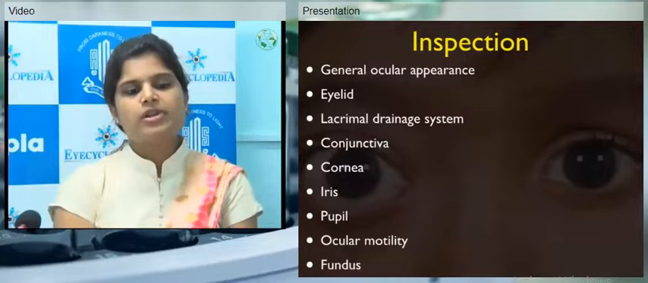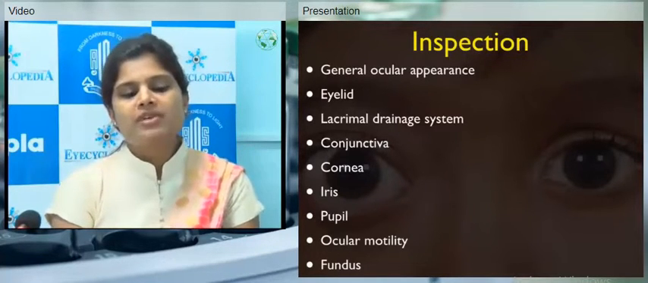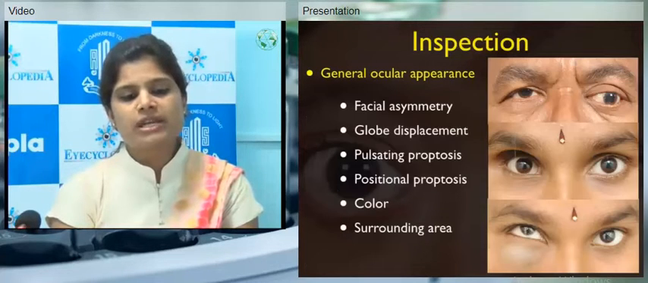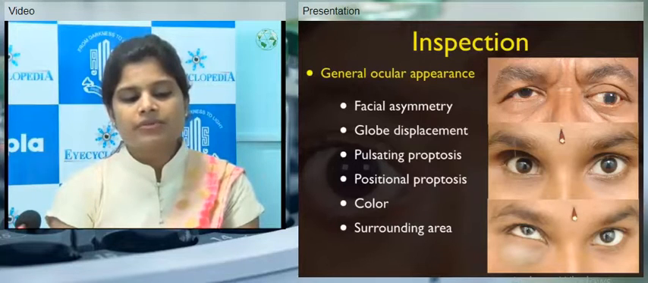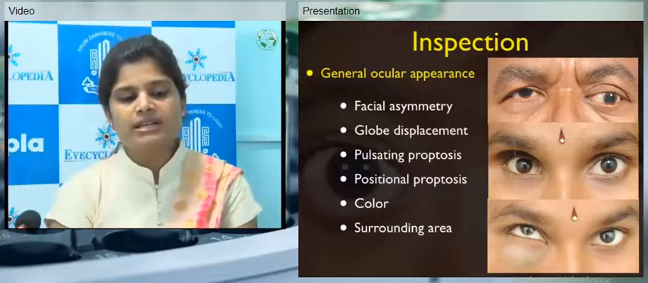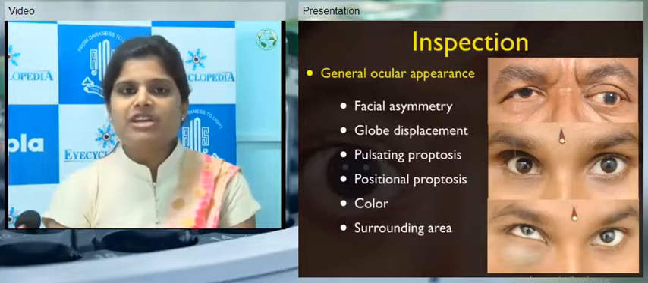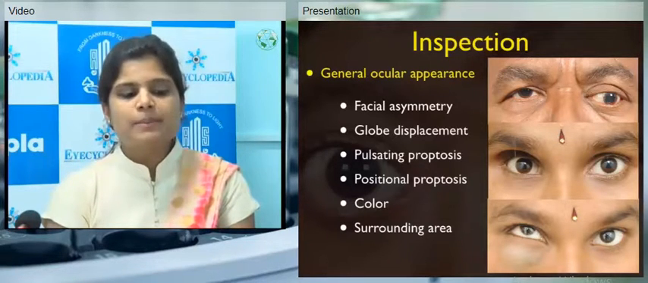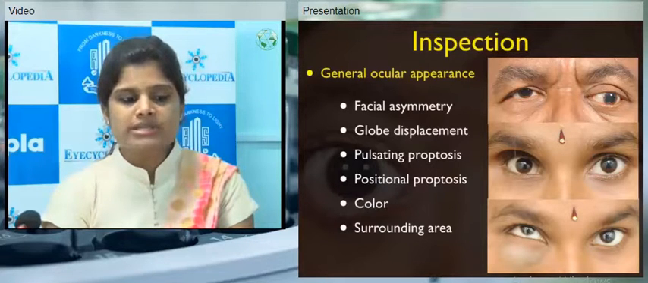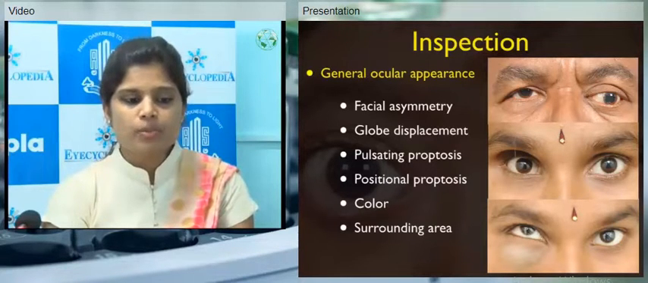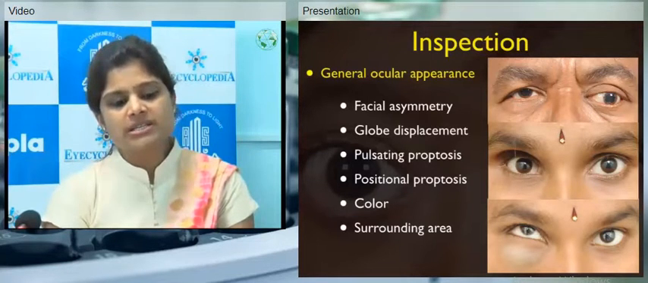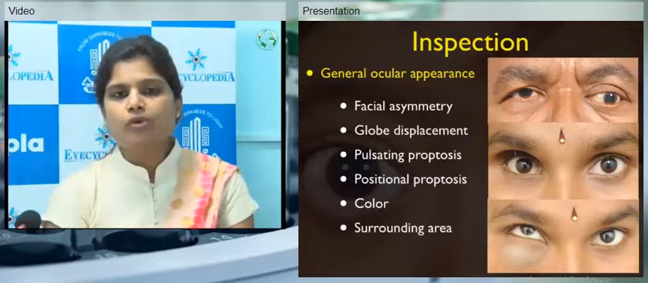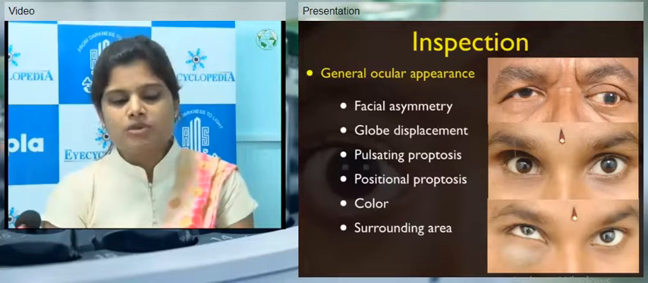So first is the general ocular appearance. Whenever we talk about inspection in a case of proptosis, about the general ocular appearance, the few things that we have to look for are: if there is any facial asymmetry, if there is any globe displacement, if the patient has pulsating proptosis, if the patient has positional proptosis, what is the color of the lesion if it can be appreciated, and what is the status of the surrounding area. I'll give you examples of each.